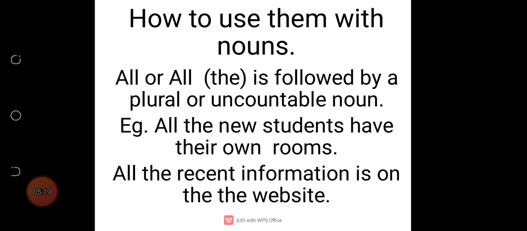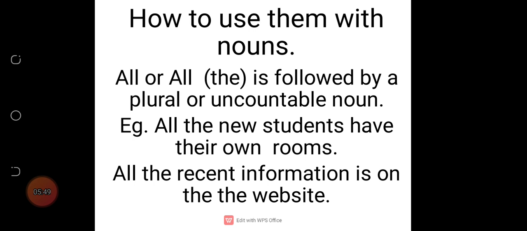Now let's look at the sentence below. All the new students have their own rooms. We can also have all new students have their own rooms, where the article the is omitted in that sentence. So in this sentence, we have the plural noun, which is students, and we also have the quantifier all.